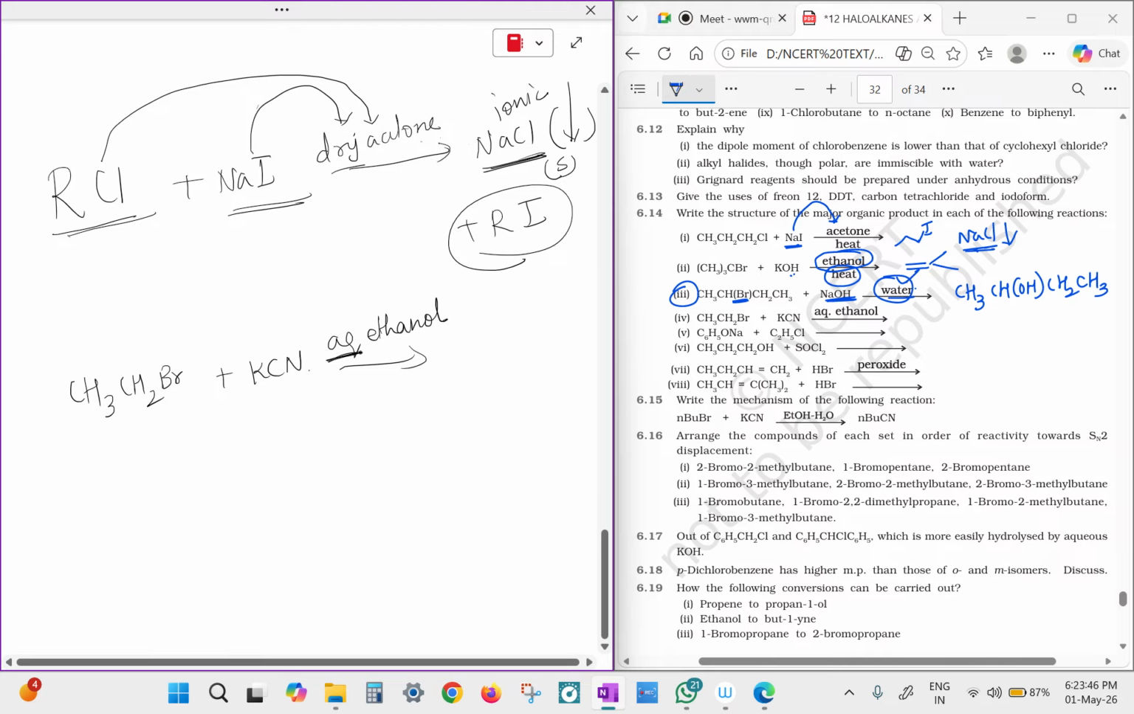Okay, this is again, since it is aqueous, there is more of water. So what happens? The cyanide ion created here is quite soluble. And if the anion is quite soluble, hydrated well, then it will act as a nucleophile. So it will go and replace the halide. That means you are going to get CH3CH2Cl.